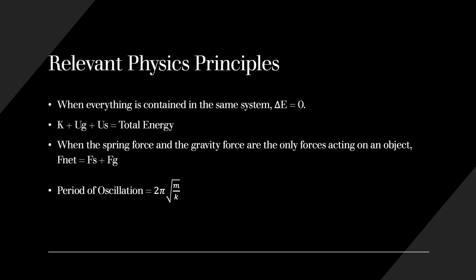When the spring force and the gravity force are the only forces acting on an object, F net equals F spring plus F gravity, which causes the period of oscillation, which is defined by 2 pi times the square root of m over k.